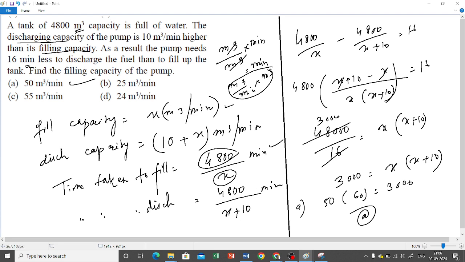A tank of 4,800 meter cube capacity is full of water. The discharging capacity of the tank is 10 meter cube per minute, higher than the filling capacity. তার মানে কি যে পাম্পটা ট্যাঙ্কটাকে খালি করছে at 10 meter cube per minute higher than its filling capacity. ঠিক আছে, as a result the pump needs 16 minutes less to discharge the fuel than to fill up the tank. Find the filling capacity.